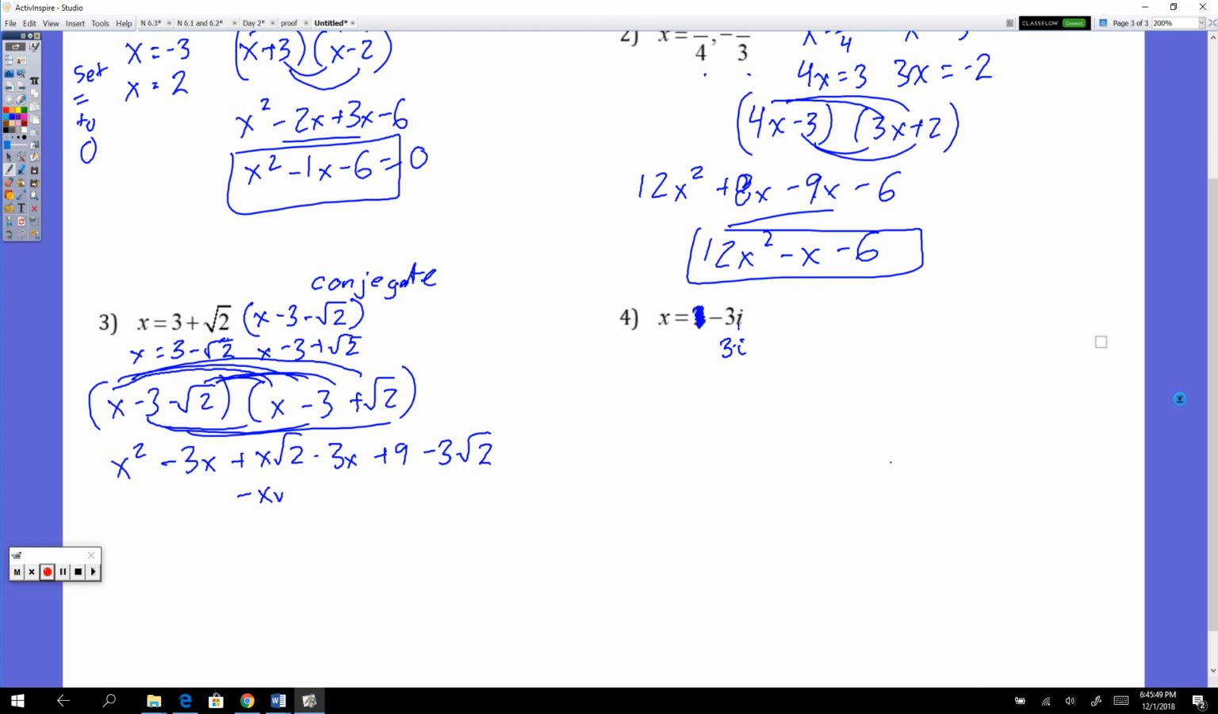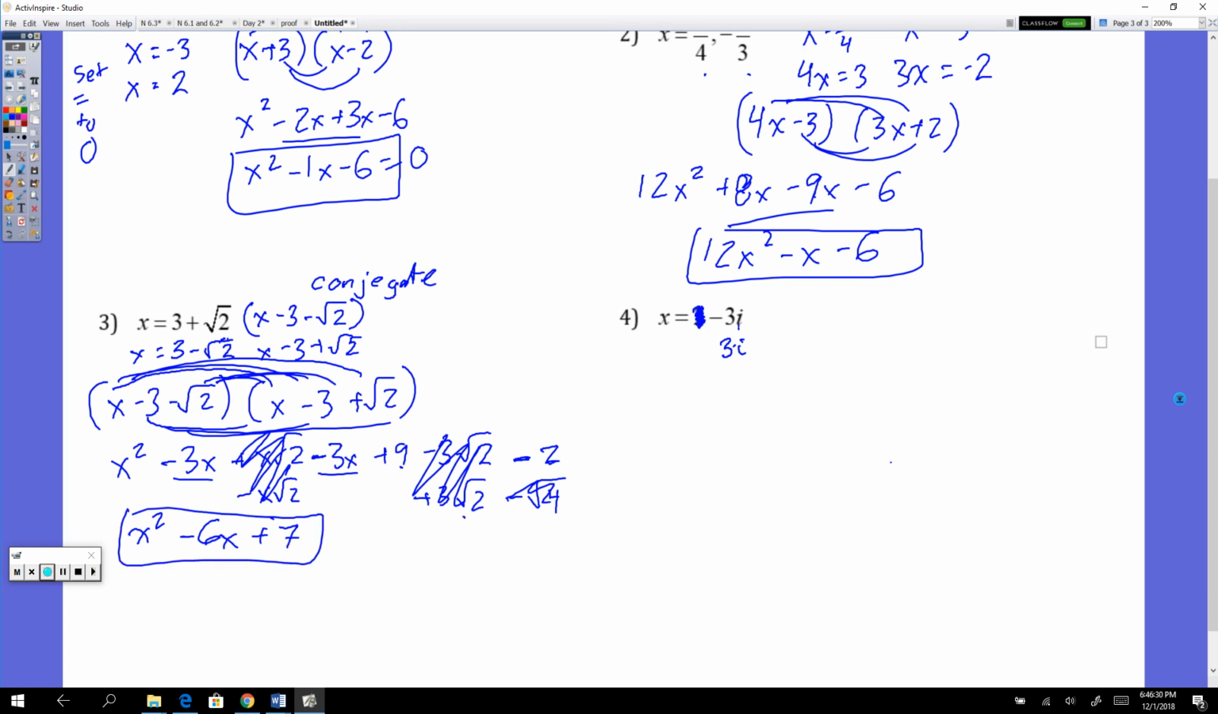So this becomes negative x square root of 2. This is going to become positive 3 square root of 2. And then negative square root of 2 times positive square root of 2 is going to be negative square root of 4. Notice how I wrote these down because they're like terms. Notice that these cancel out. Square root of 4 is 2, so technically I'm subtracting a 2 here at the end. And so this becomes x squared minus 6x. 9 minus 2 is 7. So you should get x squared minus 6x plus 7.